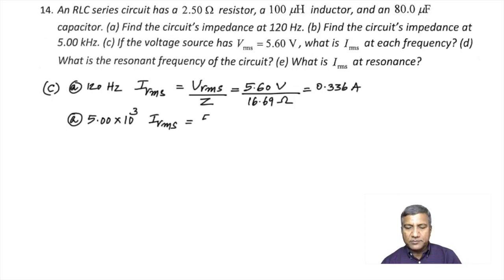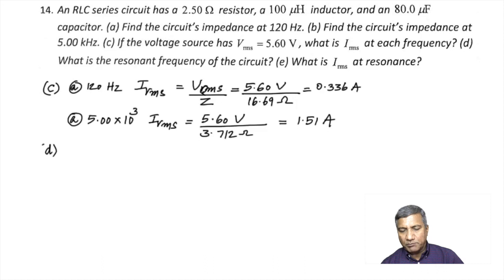Likewise, at the second frequency, again apply Ohm's law to get the RMS value of current. Remember, when you are given the RMS value of voltage, you just have to divide it by the impedance to get the RMS value of current. Now this gives 1.51 ampere.